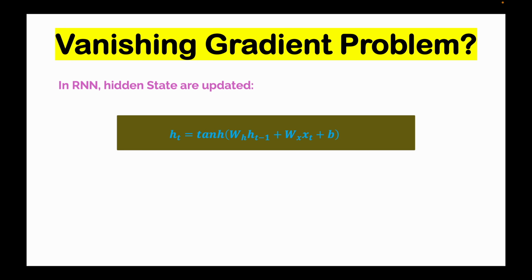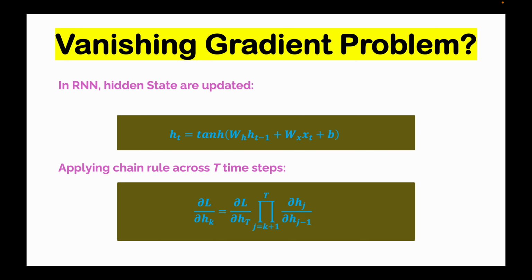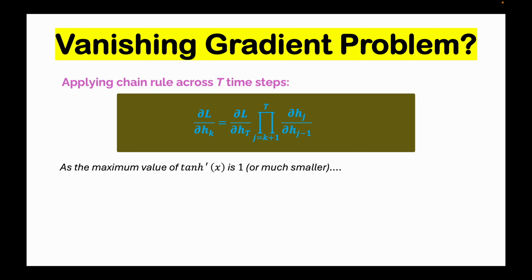When training through backpropagation through time or BPTT, we calculate the gradient of loss function L with respect to an early hidden state hk. By applying the chain rule across t time steps, as shown in this equation, the derivative term dhj by dhj minus 1 contains the weight matrix Wh and the derivative of the activation function tanh dash x. As the maximum value of tanh dash x is 1, repeatedly multiplying numbers smaller than 1 over hundreds of steps causes the gradient to decay exponentially towards 0, like this equation.